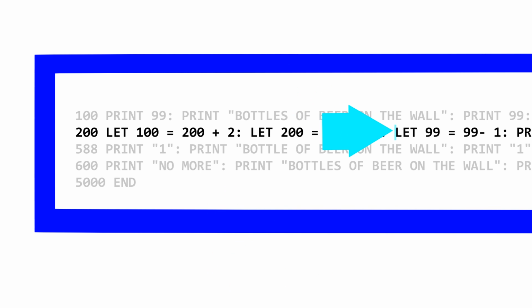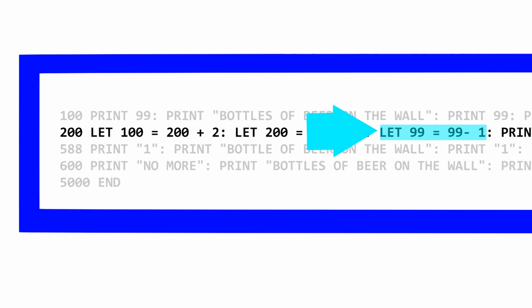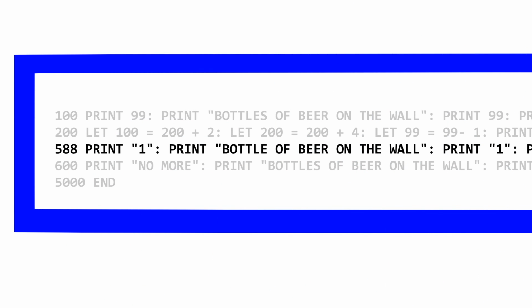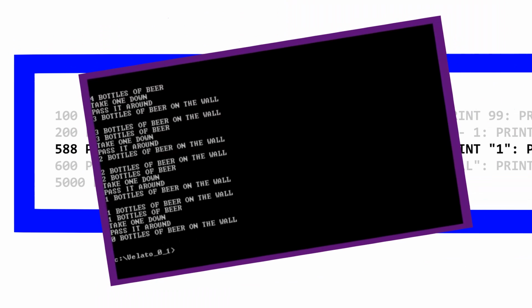We subtract 1 from 99, so now 99 is equal to 98, and then we finish up the lyrics. On line 588, which is between where 2 bottles ends and 1 bottles begins, we print the lyrics but remove the S from bottles. I'm not doing what I did in the Velato episode and allowing 1 bottles of beer to slide.